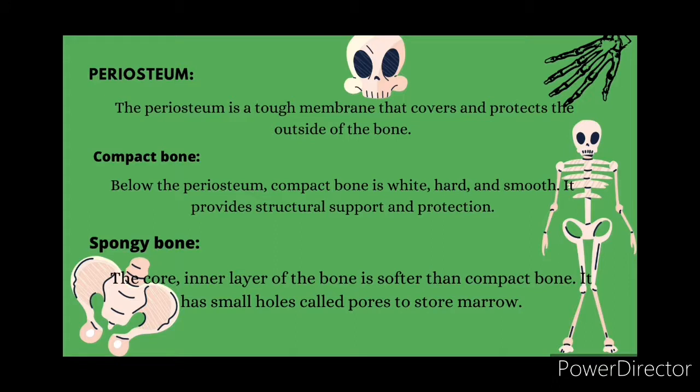The last one is spongy bone. The spongy bone is the core. Inner layer of the bone is softer than compact bone. It has small holes called pores to store marrow. Ang spongy bone naman ay binubuo ng trabeculae. Trabeculae is a small bar, rod, bundle of fibers, or subtle membrane in the framework of a body organ. Nabubuo naman ang spongy bone sa inner part ng ating mga buto.